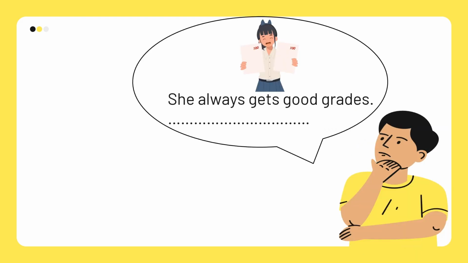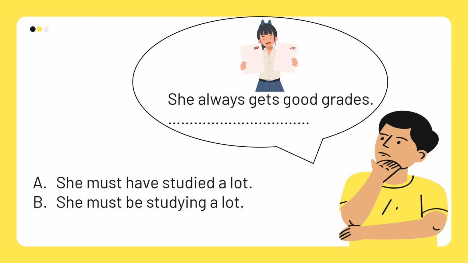That girl, she always gets good grades. Actually, what has she done? Actually, what does she do? So in here, we're trying to make a logical conclusion. She always gets good grades. So in here, we've got 3 options. Which one do you think is the best one to express the situation? Is it she must have studied a lot? Is it she must be studying a lot? Or C, she must study a lot? Okay, now let's have a look at the answer.